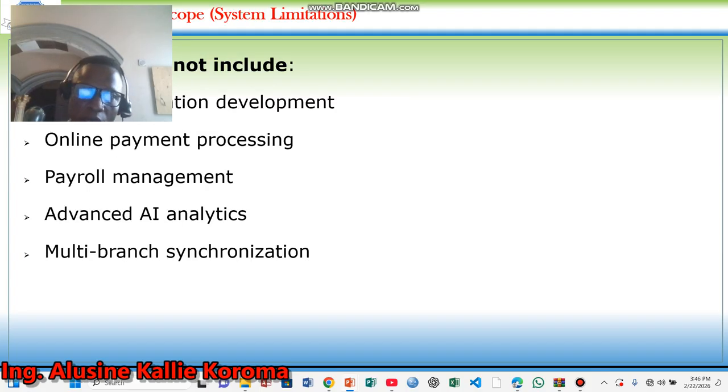So we go to figure 2.2, which is the out of scope, the system limitations. This system will not include mobile application development. Also online payment processing, it cannot do that. Also payroll management, it cannot do.